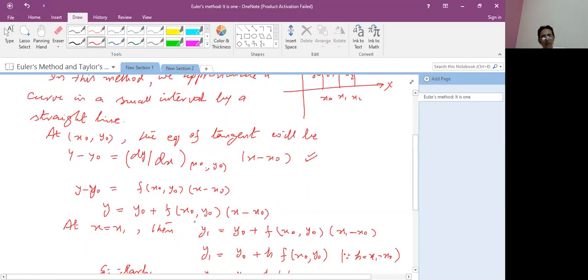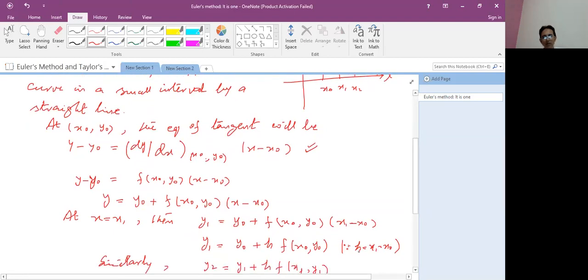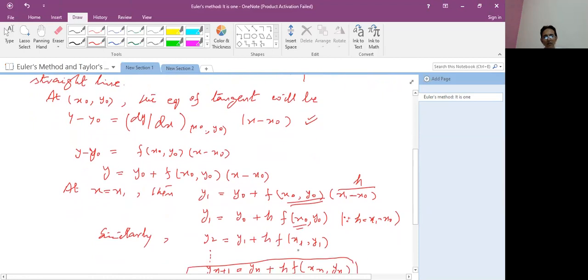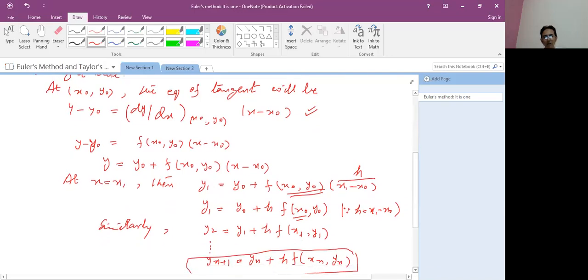Similarly, if we find the next value at x equals x1, then y1 equals y0 plus f of x0, y0 into x1 minus x0. As you know, x1 minus x0 is called h, the difference between two values. So y1 equals y0 plus h times f of x0, y0. Similarly, y2 equals y1, the previously found value, plus h times f at x1, y1, where h is the size of the interval.